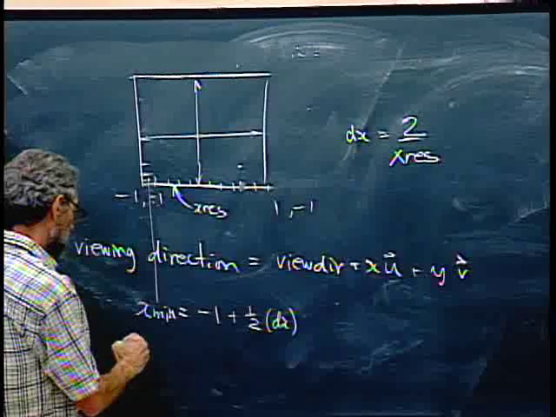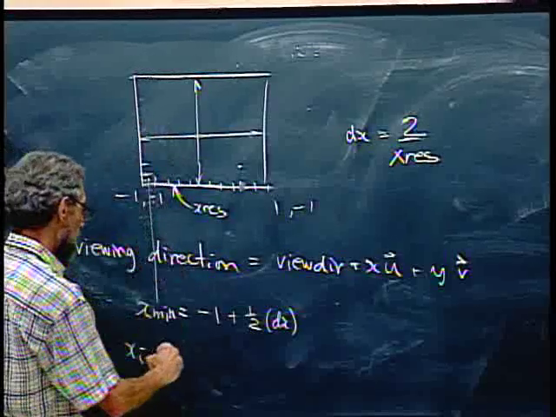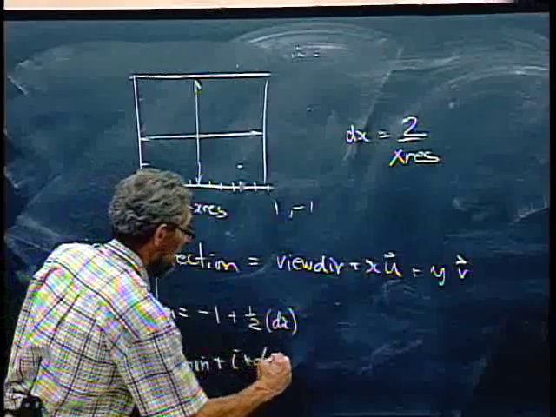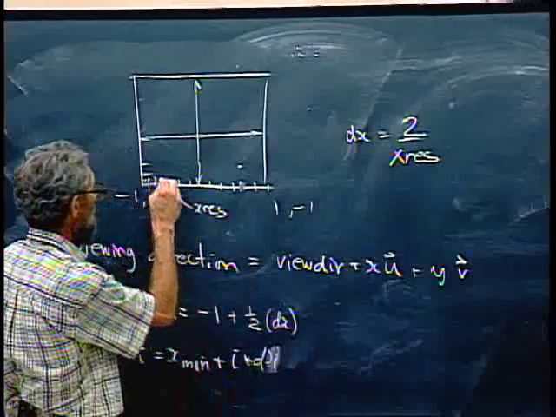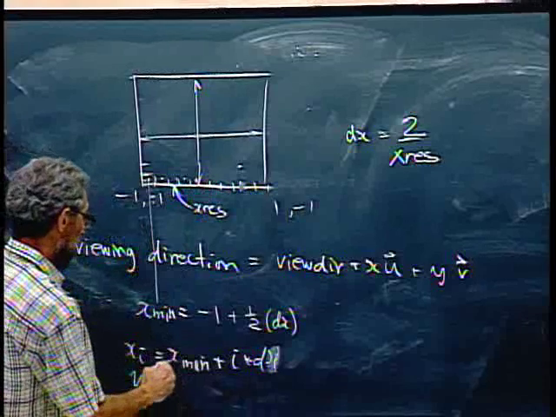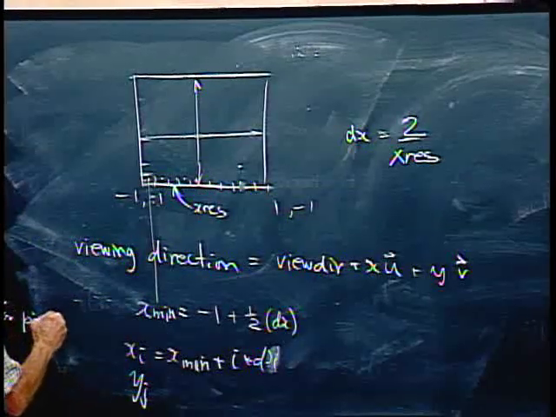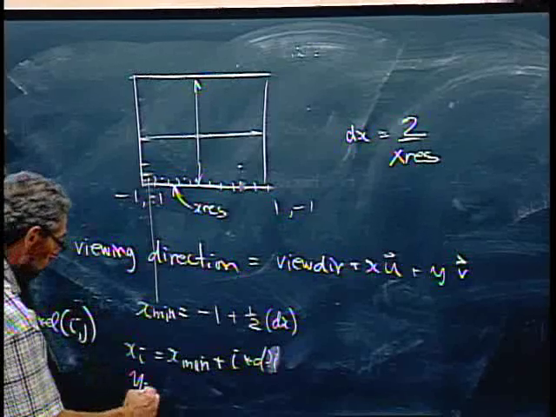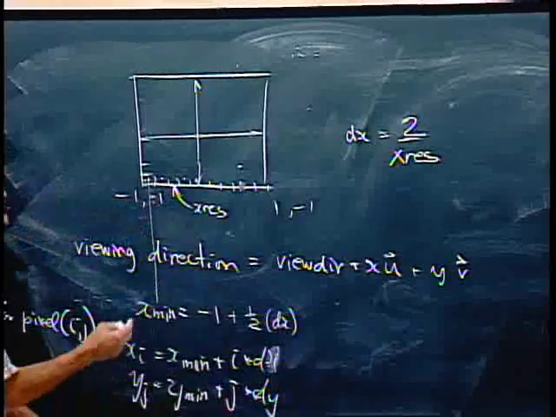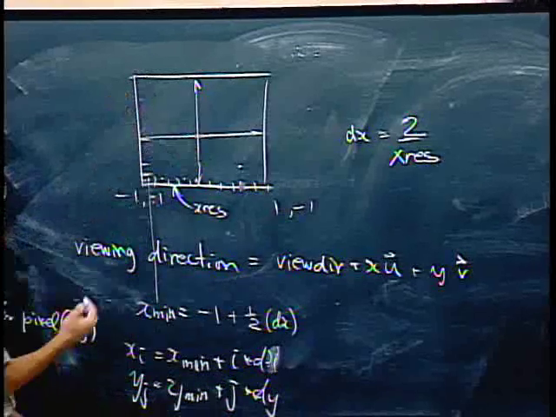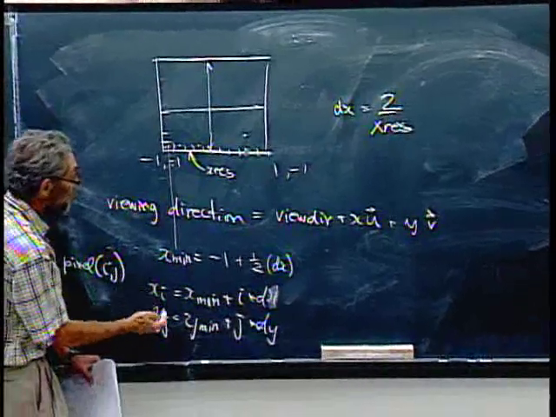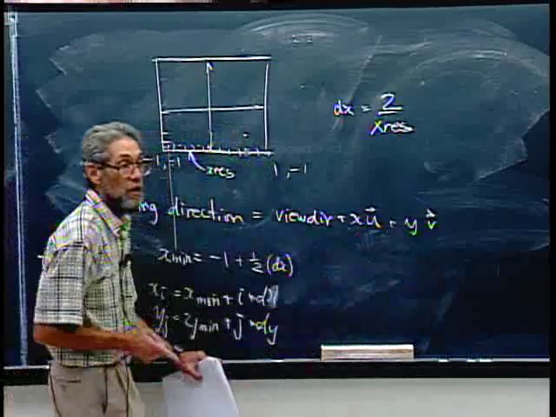And that means the x for column i in your raster array is x min plus i times dx, meaning how many spaces over from the one with index 0. And similarly, y for pixel ij is y min plus j times dy. For the same resolution in x and y, it amounts to the same thing. So this x and y is what you put in this equation to get your viewing ray.